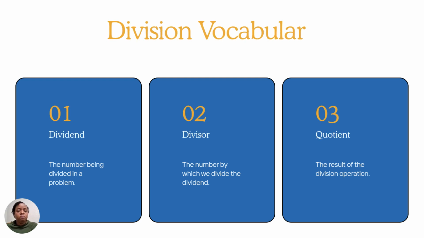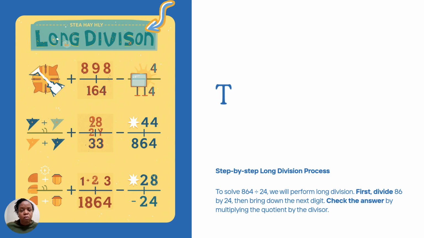Before we go ahead, you need to remember these important division vocabulary words. Dividend, that is the number being divided in the problem. Divisor, that is the number by which we divide the dividend. And the quotient is the answer to a division problem.